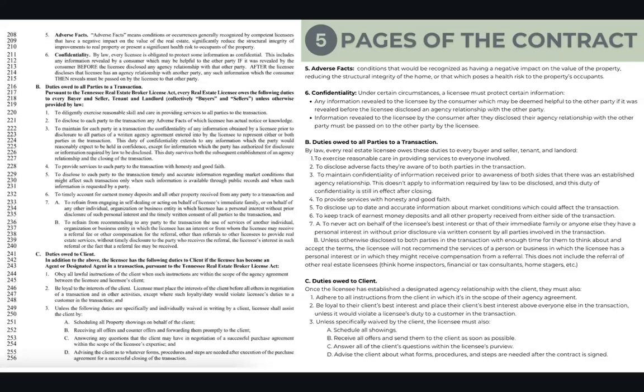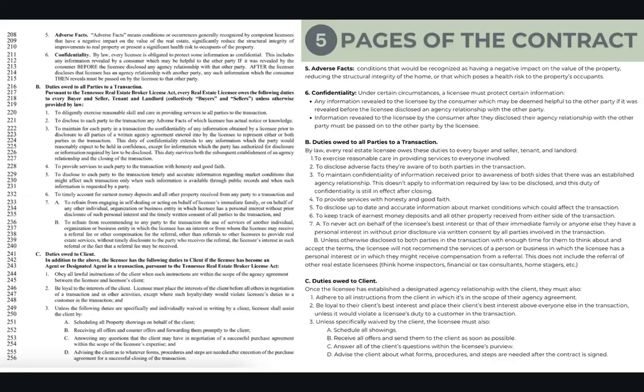Number 7, to never act on behalf of the licensee's best interest or that of their immediate family or anyone else they have a personal interest in without prior written disclosure to both parties. And unless otherwise disclosed to both parties, with enough time for them to think about it and make a decision, the licensee will not recommend the services of a person or business in which the licensee has a personal interest or in which they might receive compensation.